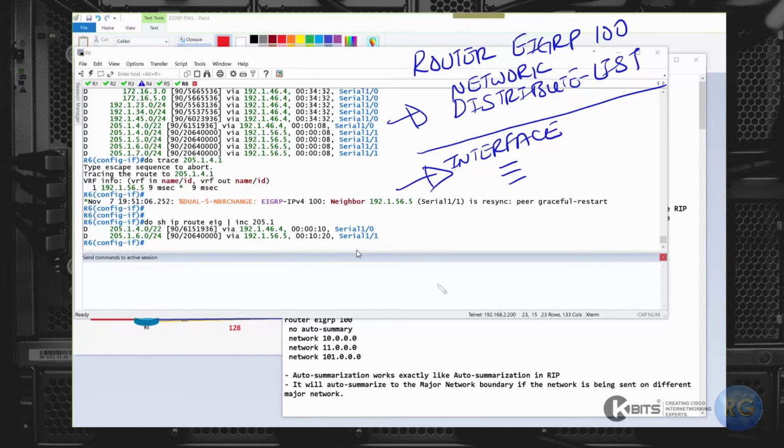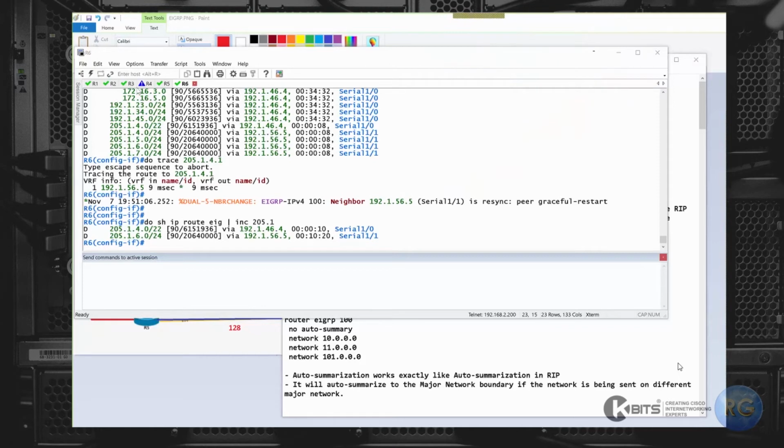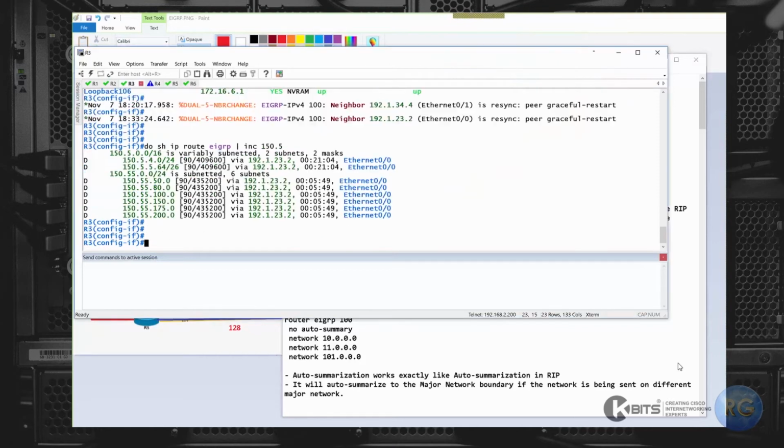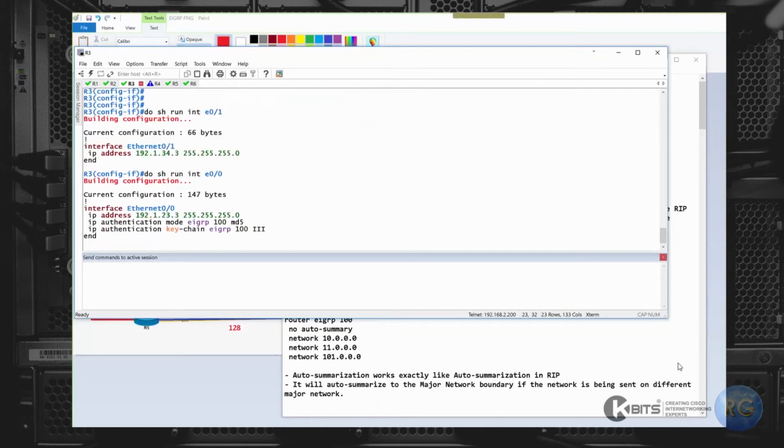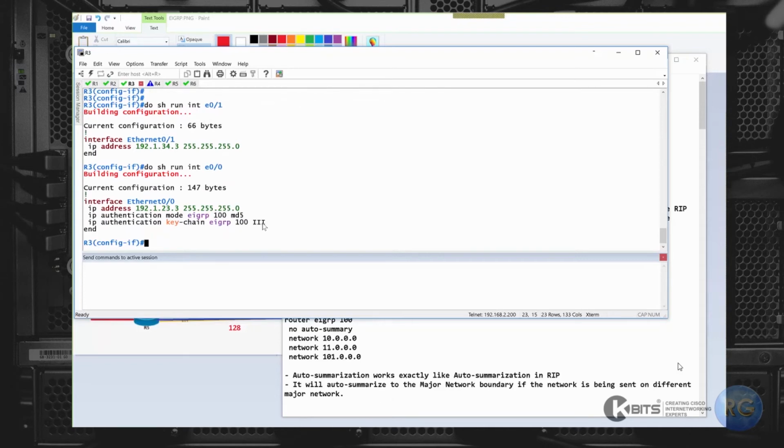Let's do the same things over here using the named mode. Any EIGRP configuration that was interface specific, like hello timers, would need to be done under the interface. So let's pick a router that we did something with on the interface as well. I think R3 had the authentication. Let's check. Yeah, see this? I have authentication on E0/0 towards R2.